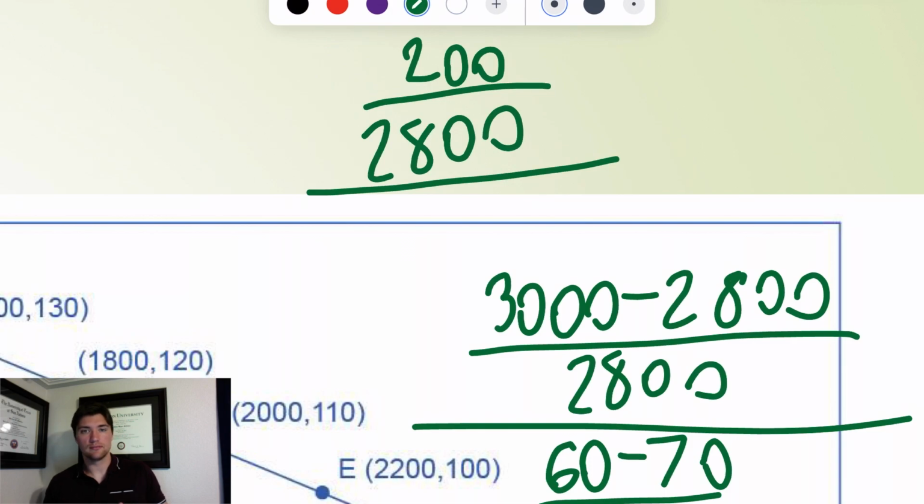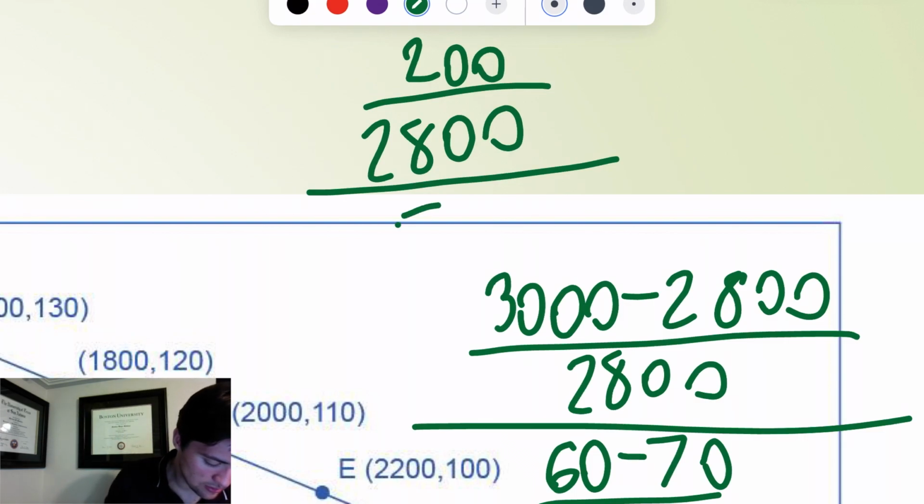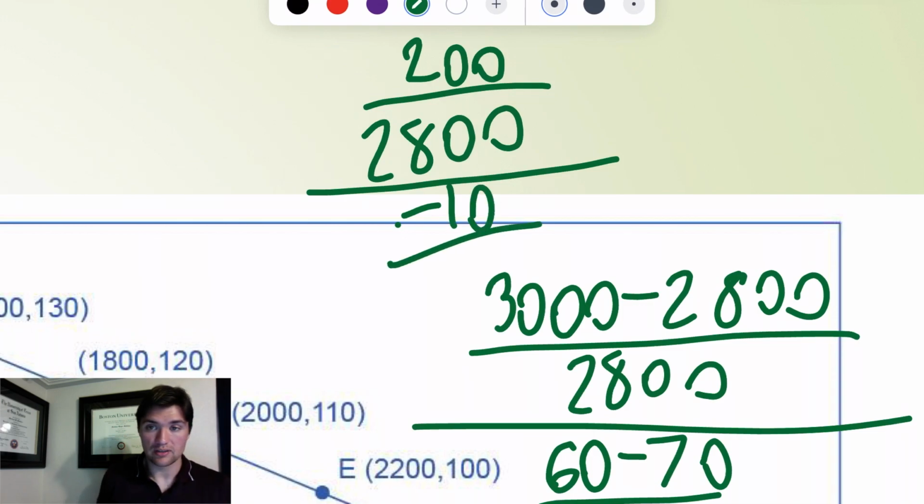All I'm doing, if you're confused about where we're at, go top down. New minus old: 3,000 minus 2,800. Find out what that is, 200. Divided by old, so 2,800. Divided by new price minus old price, so 60 minus 70, negative 10. Divided by the old price, which is 70.